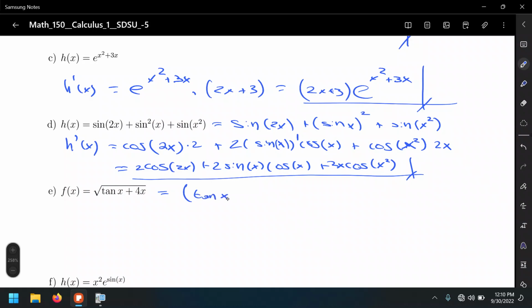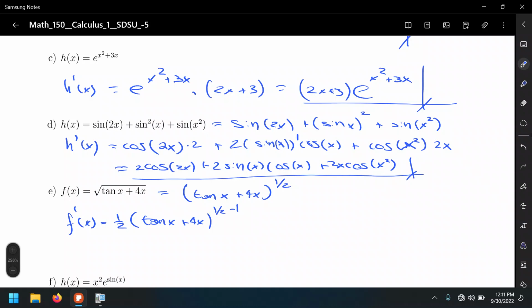That's tangent x plus 4x raised to the 1/2. Alright, so what do we have? We have a composition function composed of two functions. An outermost function, which is basically something to the 1/2, and an inner function, which is tangent x plus 4x. So let's take the derivative f prime. That's 1/2 times tangent x plus 4x, to the 1/2 minus 1 by the general power rule.